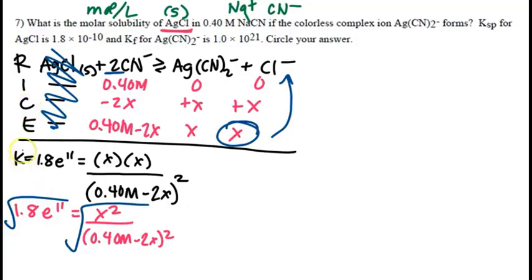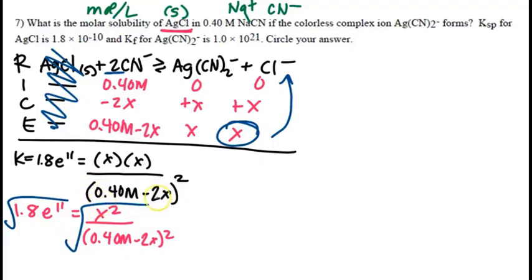So I can go ahead and say that my overall K is equal to 1.8 times 10 to the 11. That's going to equal X squared, or X times X here, divided by 0.40 molar minus 2X squared. Since this is an overall K value, we are not going to be dealing with assumptions here. Since we have our 0.40 molar minus 2x squared, and we also have x squared here, we can take the perfect squares, which means we can take the square root of both sides.